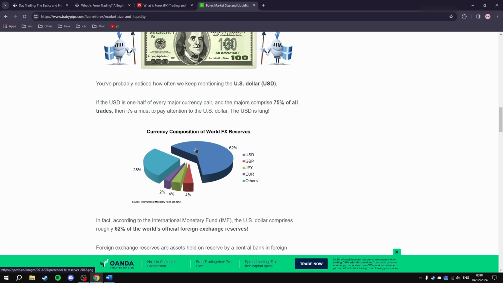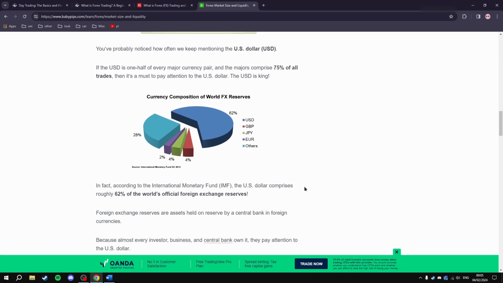Currency composition of the world's FX reserves, so most of it is US dollar, yep. In fact, according to the International Monetary Fund, the US dollar comprises roughly 62% of the world's official foreign exchange reserves.